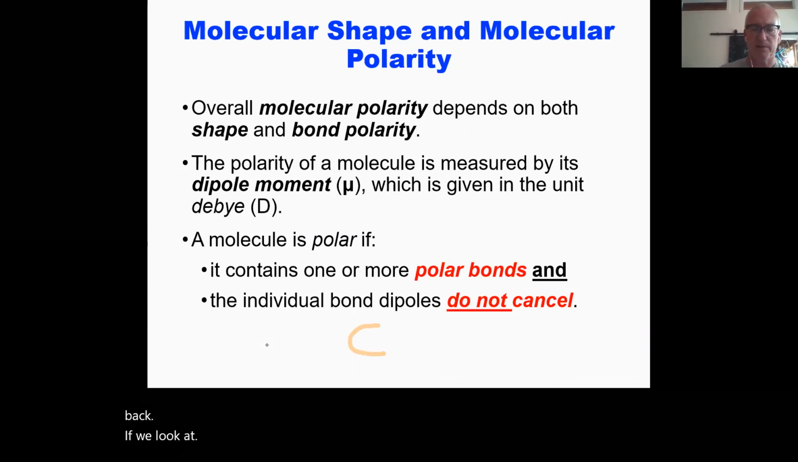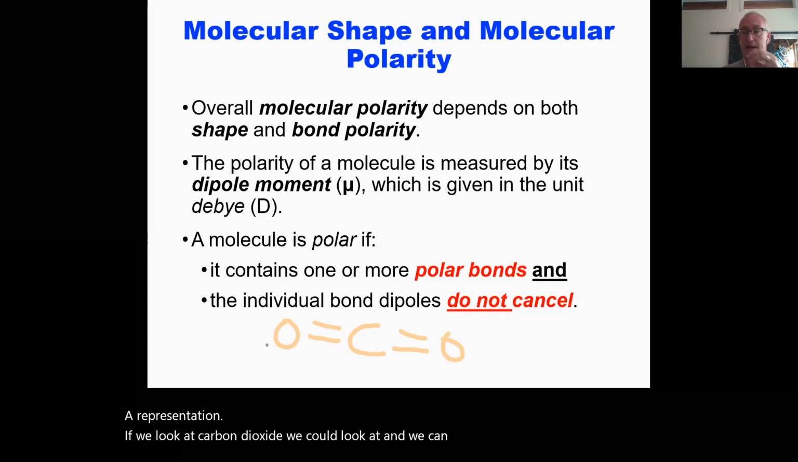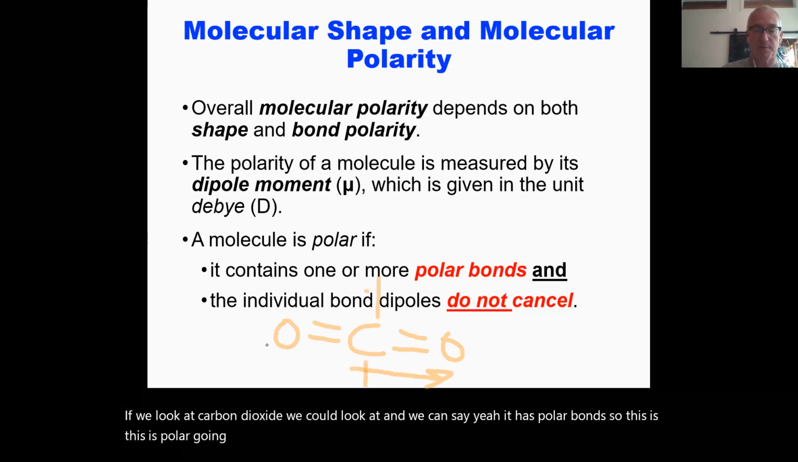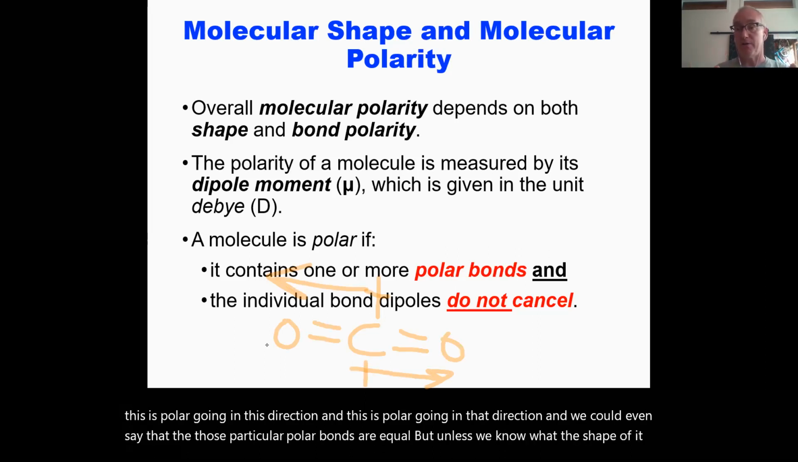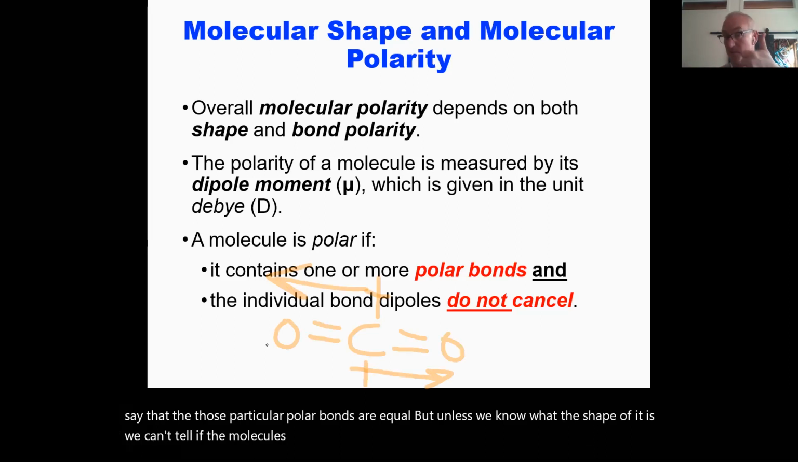a representation, like if we look at carbon dioxide, we can look at that and we can say, yeah, it has polar bonds. So this is polar going in this direction, and this is polar going in that direction. And you can even say that those particular polar bonds are equal, but unless we know what the shape of it is, we can't tell if the molecule's polar. We can say the bonds are polar, but we can't say the molecule's polar.